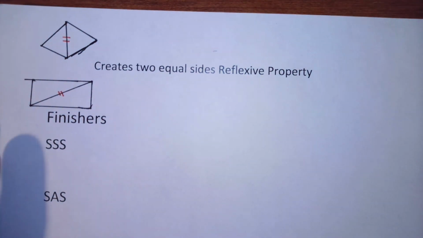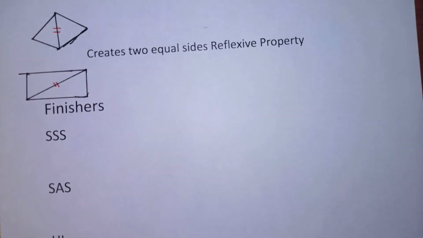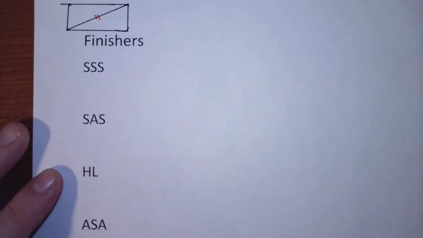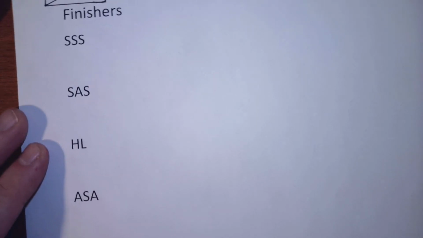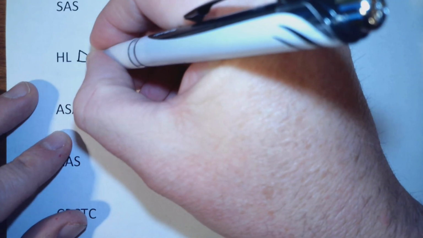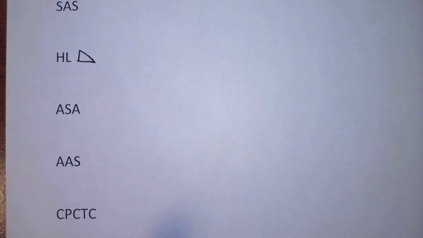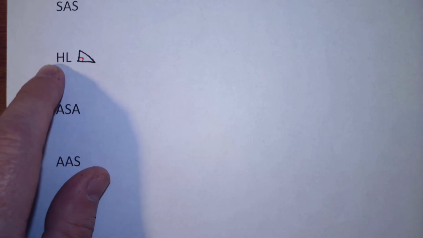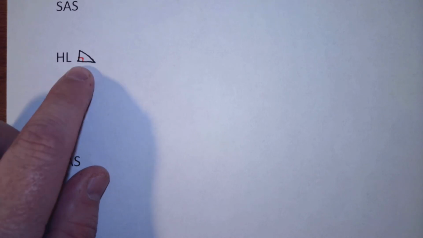Now finishers. When we plan our proofs, we're going to start by looking at how we want to finish, how we want to complete this. Of course we've got side side side, side angle side, HL, but I don't like HL like that because some people look at that as two things. So I go ahead and just add a little color, because I like some color. I usually call it HL right triangle, and that way you know that you have to prove that the two hypotenuses are congruent, the two legs are congruent, and they're both right triangles.